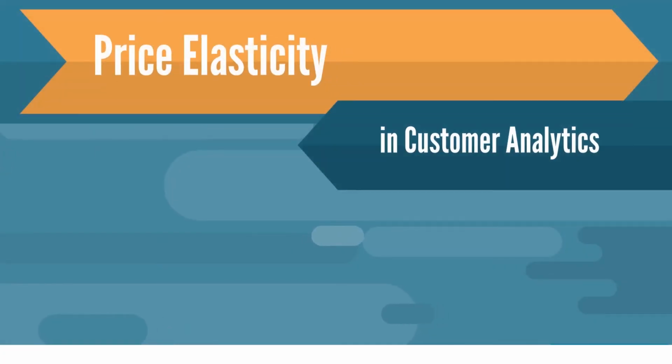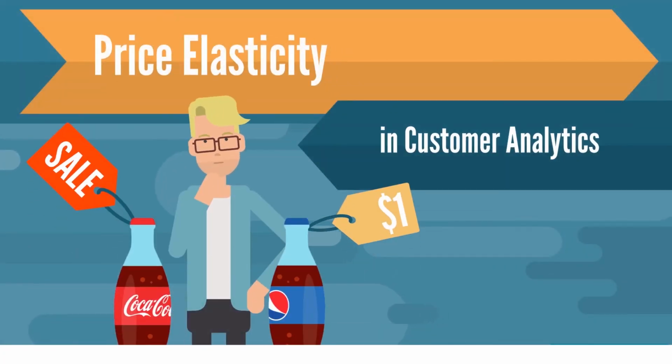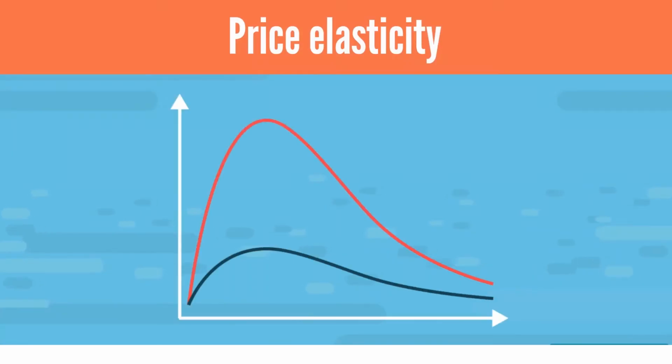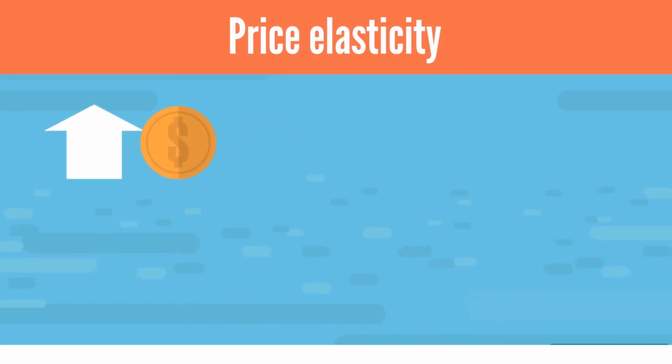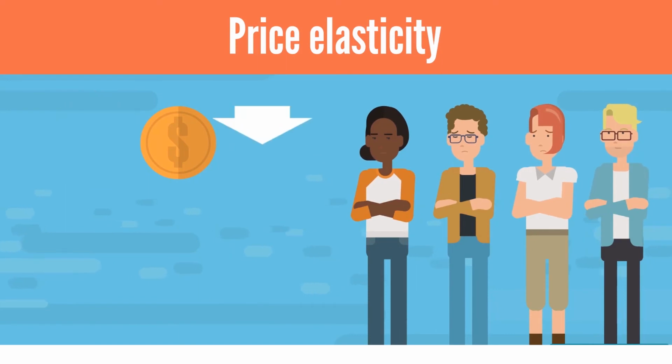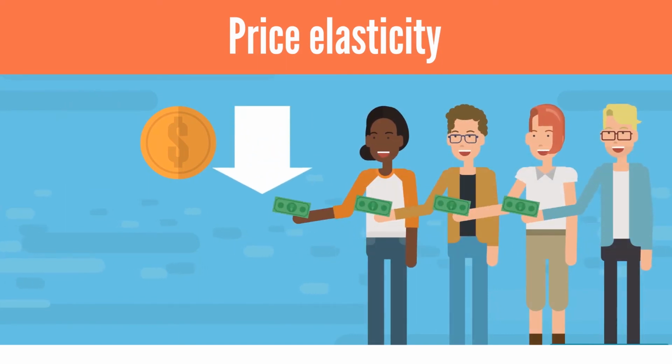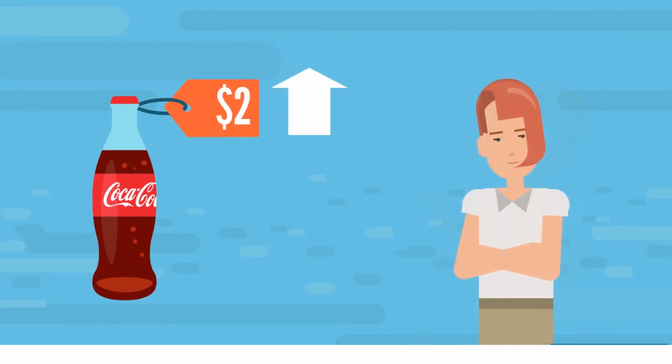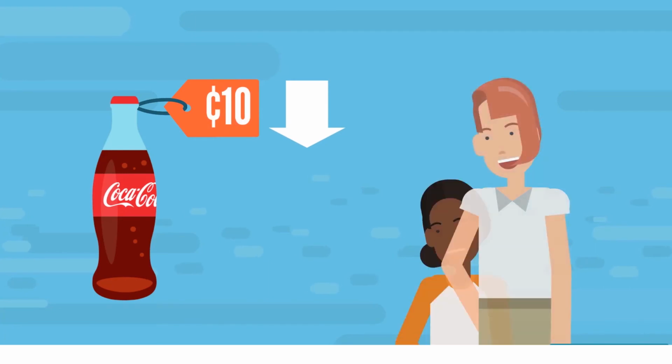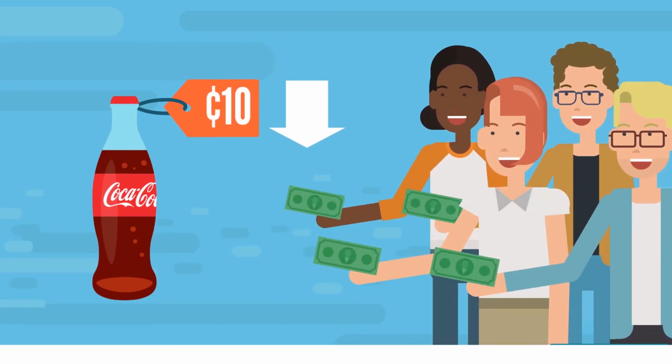Welcome back. In this lecture, we're going to introduce one of the most important economic and marketing concepts, price elasticity. In the broadest terms possible, price elasticity measures how purchasing behavior changes when the price changes. For instance, let's assume a bottle of Coca-Cola costs $1. If the price increases to $2, many people would stop buying cola, as it would be too expensive. On the other hand, if the price decreases to 10 cents, many more people are going to start purchasing Coca-Cola.